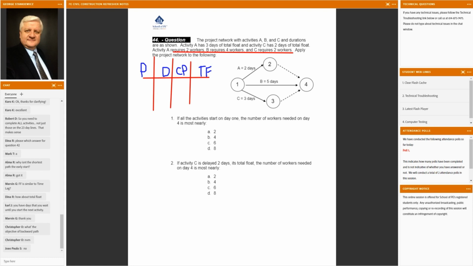So let's list all the paths. We have path A, path B, and path C. The durations of each: A, it's given to us that it's 2 days. B is 5 days, and C is 3 days. So we're going to determine the critical path, which is the longest path through the network. The earliest possible time that we can complete this is in 5 days.